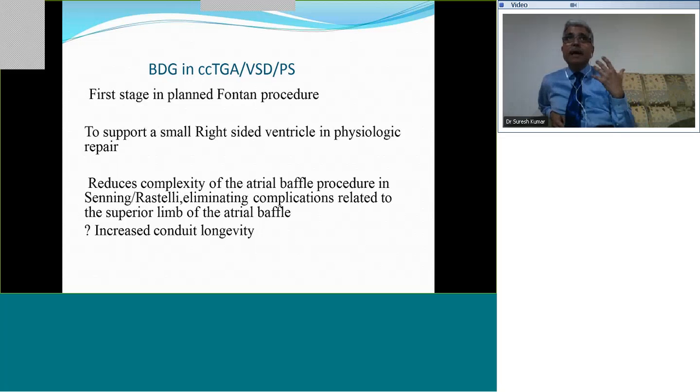And if you're doing it in an anatomic repair, it reduces the complexity of the atrial baffle procedure because the surgeon needs to deal only with the IVC. The SVC is taken care of, so the baffle is simpler. In the Senning, the baffle will be constituted only by the IVC. The SVC has gone to the Glenn. And some people believe that in the Senning-Rastelli combination, if you do it as a 1.5 ventricle, there may be an increased longevity of the conduit.